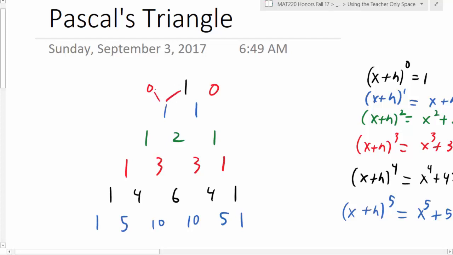Two numbers added together make the number in between. So 0 plus 1 makes 1. 0 plus 1 makes 1, so on and so forth. So if you build through the triangle, you'll see, for example, 1 plus 3 makes 4, 3 plus 3 makes 6, and so on.